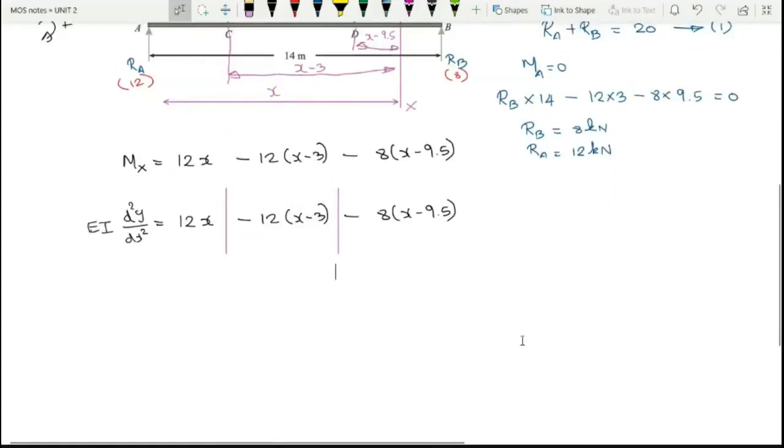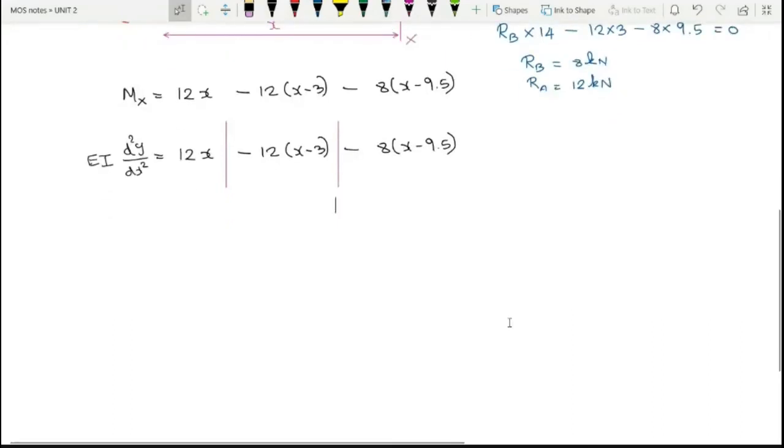Now, the procedure is the same as what we do in the double integration method. The only thing is I have to integrate this. So I integrate once. I'll get EI dy by dx, which is equal to 12, integrating x, you'll get x square by 2 plus c1. As I told you, you have to put that c1 before itself. Minus 12. This is the entire variable.